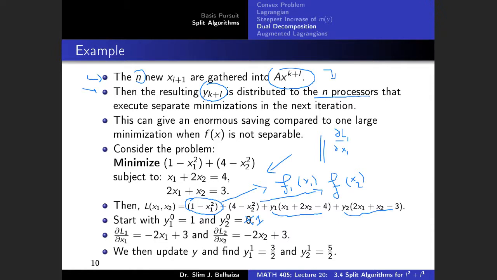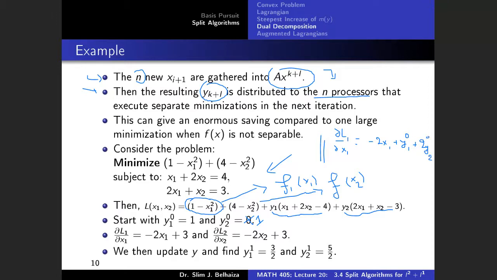The first function is f1. So its derivative is the derivative of 1 minus 2x1, minus x1, 1 minus x1 squared. So it should be minus 2x1 plus what? Plus y1 from the first condition. Of course, initially it should be y10 plus 2y20. Am I right? Because you get from here 2y20.